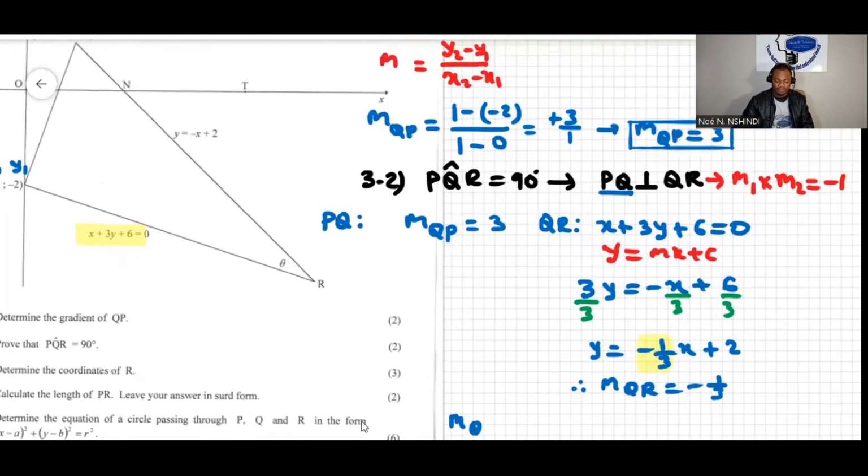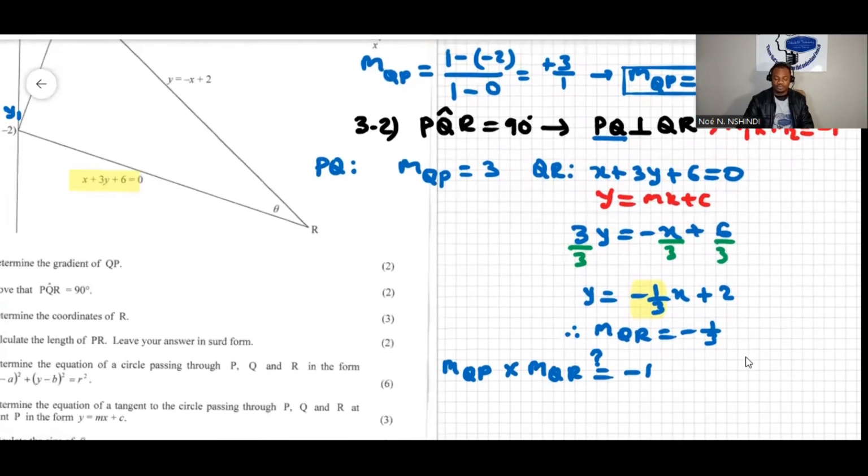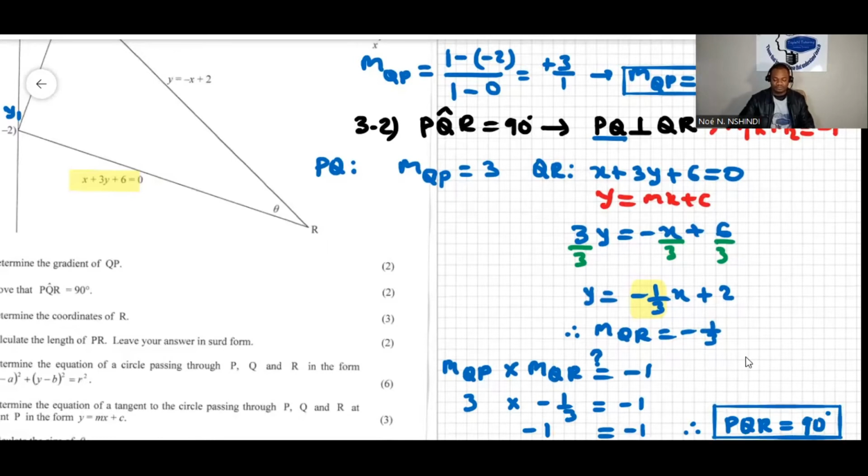In other words, we're going to check that MQP times MQR equals negative 1. If we substitute the values, we see that MPQ is equal to positive 3, and MQR is equal to negative 1 over 3. Yes, this is equal to negative 1, because we got negative 1 equals negative 1. This is proven. Therefore, the angle PQR equals 90 degrees. Proven.